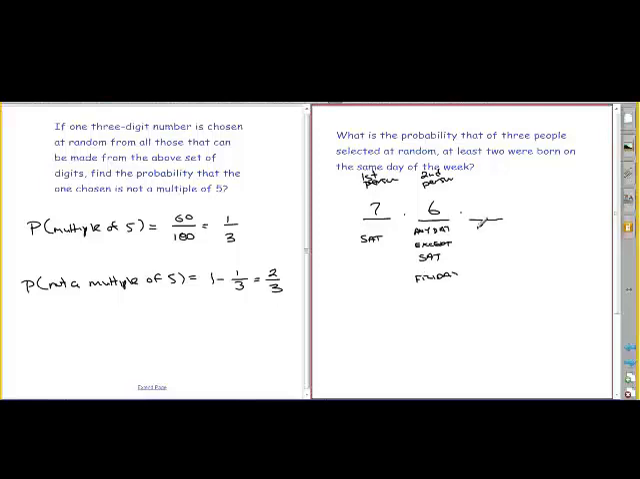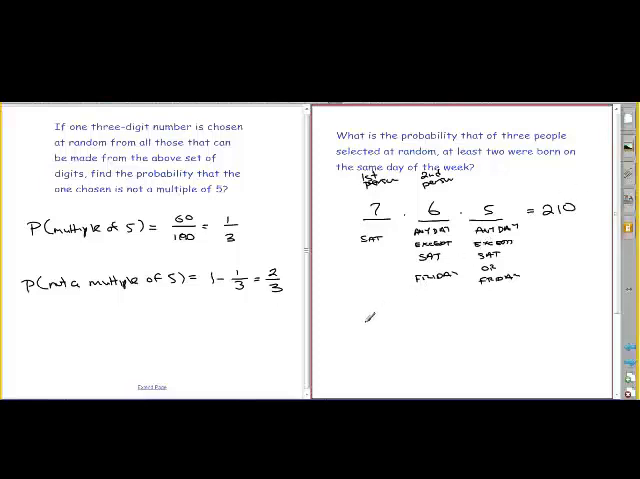So the third person chosen would be any day except Saturday or Friday. So that means there are only 5 days left of the week that this third person could have as a birthday. So you multiply those together and you get 210. So there are 210 ways that 3 people can have a different birthday.